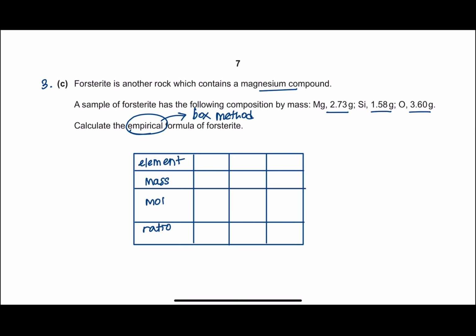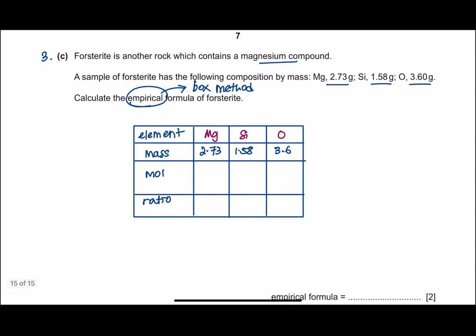So the element present over here is magnesium, silicon, and oxygen, and the mass would be, so after filling up the mass for each of the element, you need to find the mole by dividing it with their relative atomic mass. You can get the value for the relative atomic mass on your periodic table. Now the number of mole for each of these elements would be, so remember, in order to find the ratio, what you have to do is divide each of the number of mole with the smallest mole that you have.